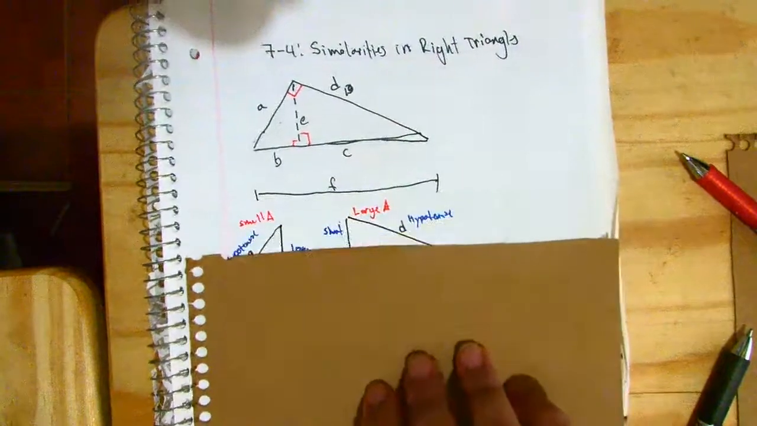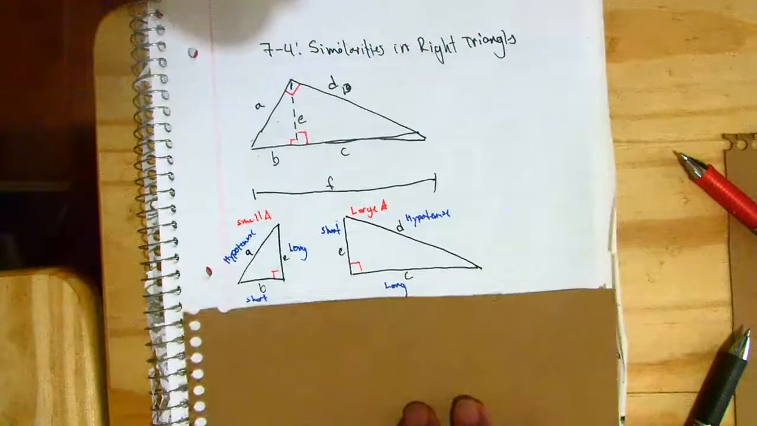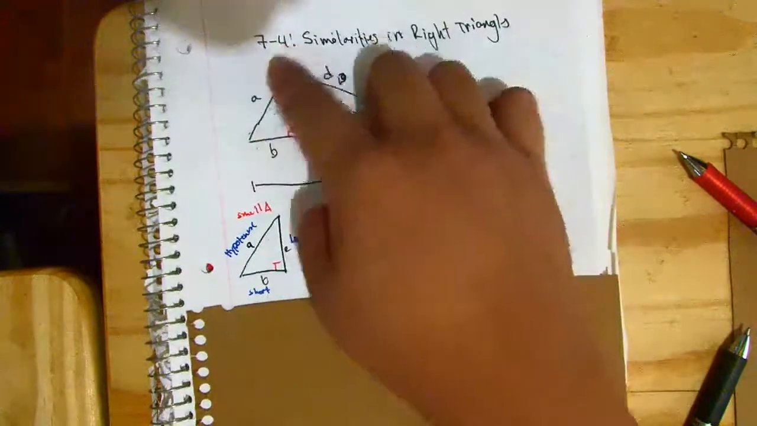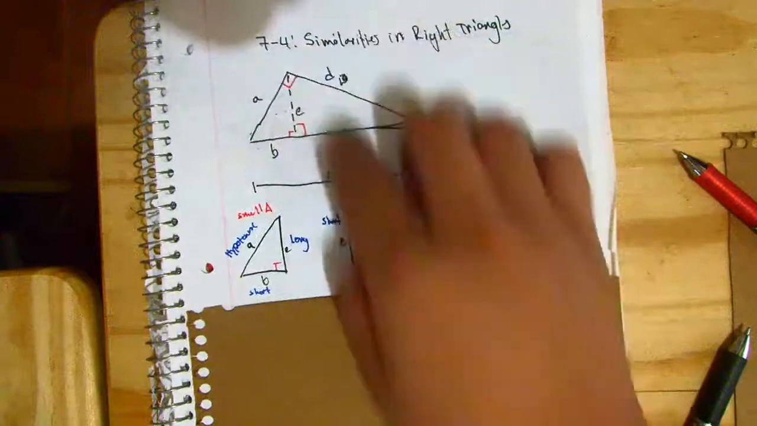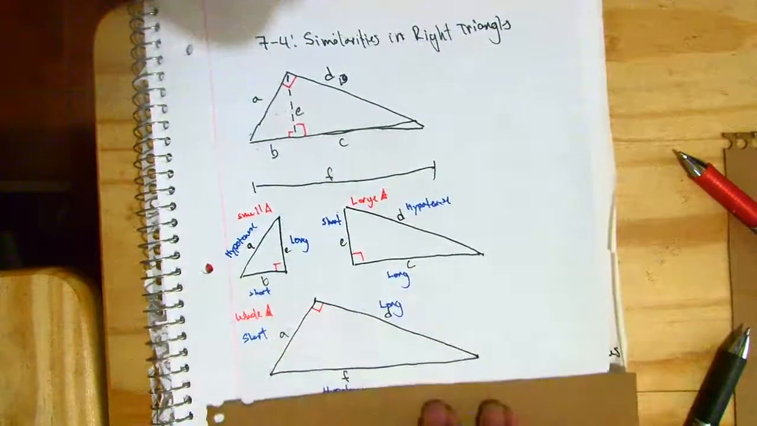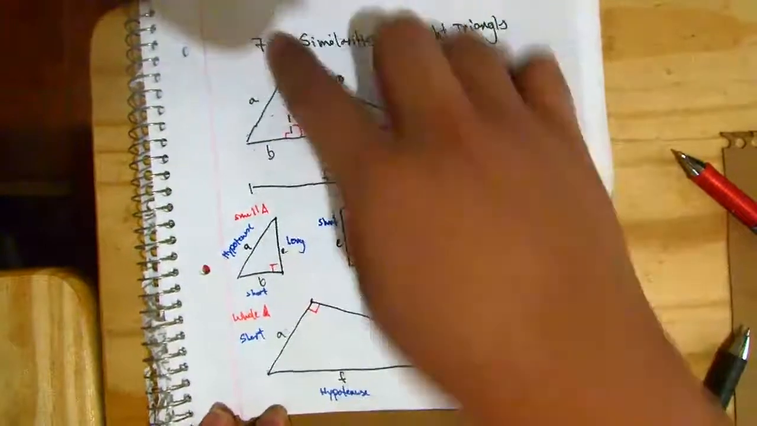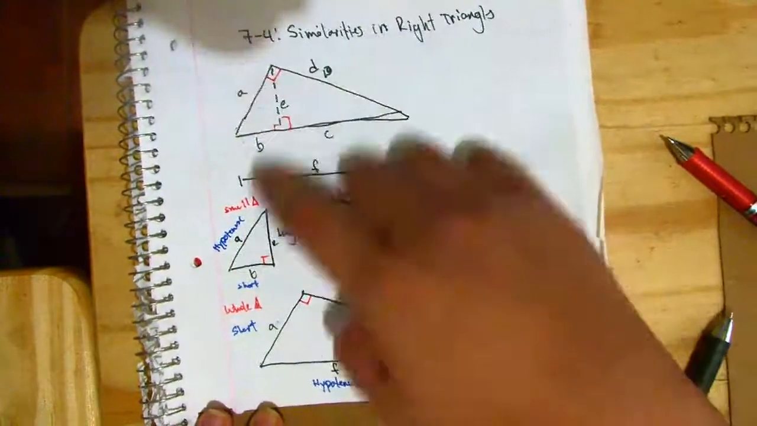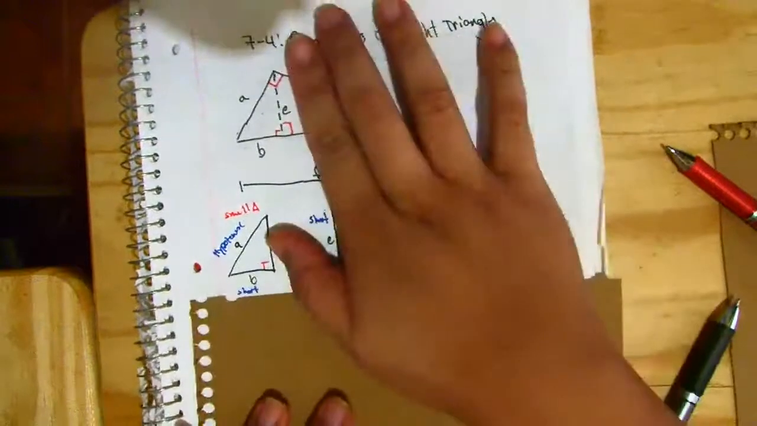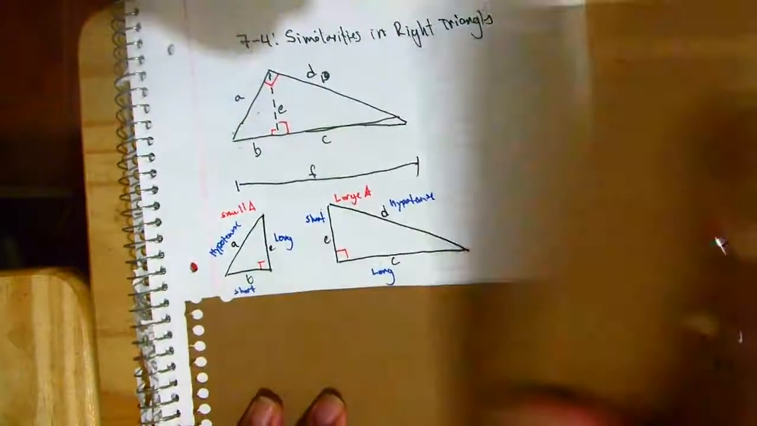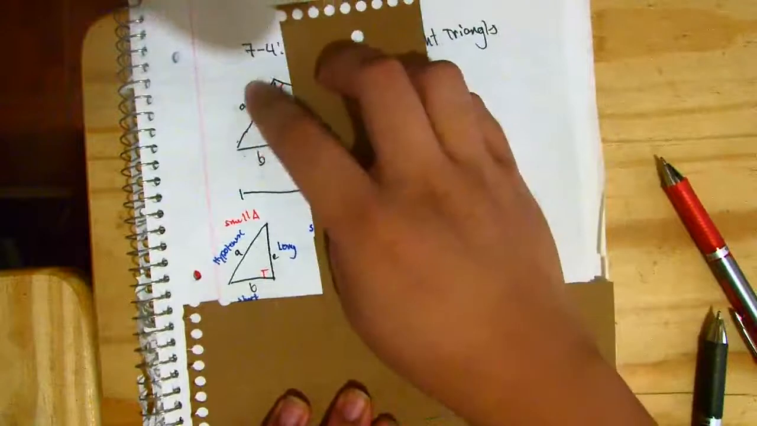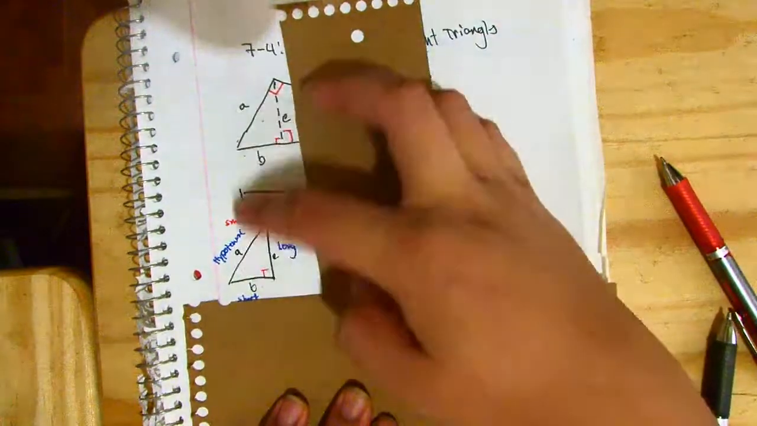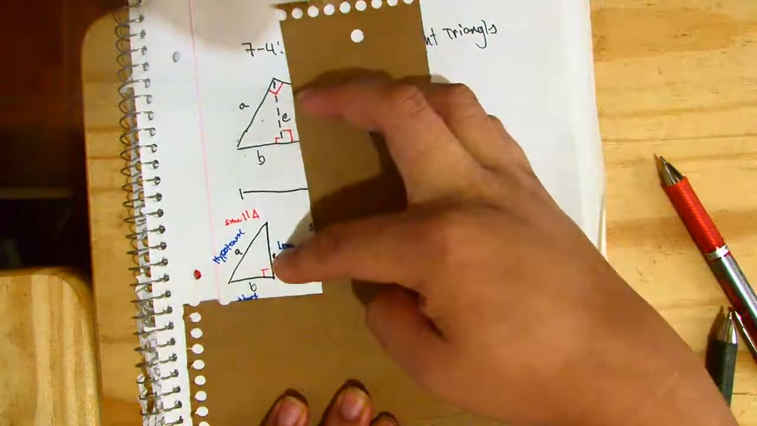The first thing that's going to make our lives really easy is to draw the triangles separately. Draw the small triangle first, and then draw the whole triangle after. After you draw it, label the parts that represent each of the sides. If this is A, I'm going to put A here. If this is B, I'm going to put B here. If this is E, I'm going to put an E here.